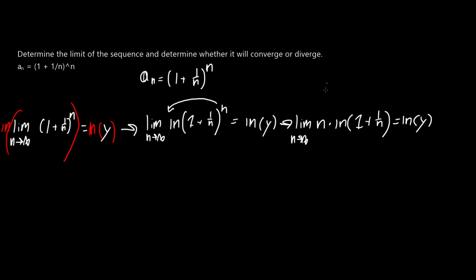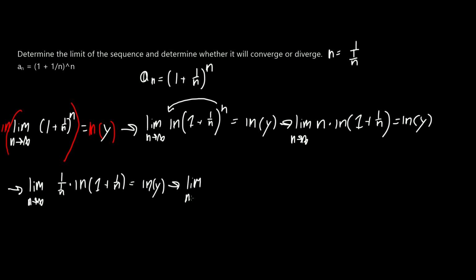And then, like we did a few problems ago, I'm going to rewrite n as 1 over 1/n. So now let's write the limit down here. We're going to have the limit as n approaches infinity of 1 over 1/n multiplied by the natural log of 1 plus 1/n, and then it's going to equal natural log of y. If we rewrite this one more time, we're going to have the limit as n approaches infinity of, let's write the natural log on top, the natural log of 1 plus 1/n divided by 1/n, and this is going to be equal to the natural log of y.